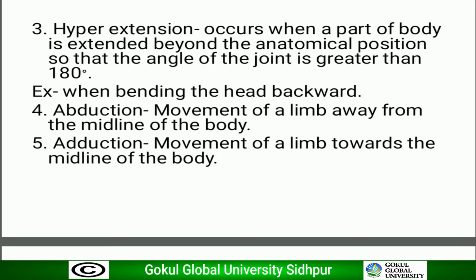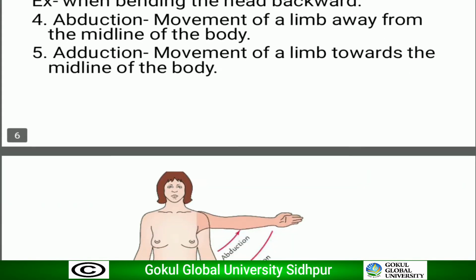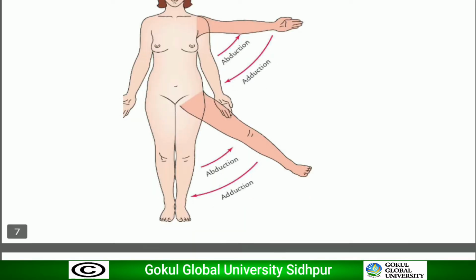Abduction, movement of the limb away from the midline of the body. Midline, the mid-sagittal plane or median plane, we have discussed, which divides the body into two equal parts, two halves of the body. Adduction, movement of the limb towards the midline of the body. In this diagram you can see abduction of the hand, adduction of the hand, abduction of the leg, adduction of the leg.